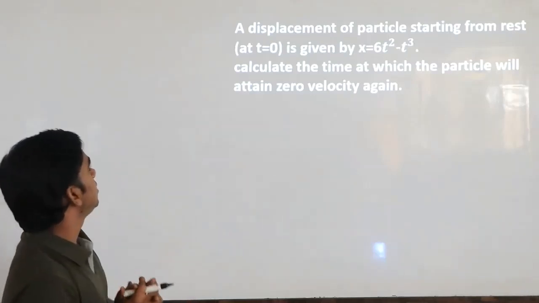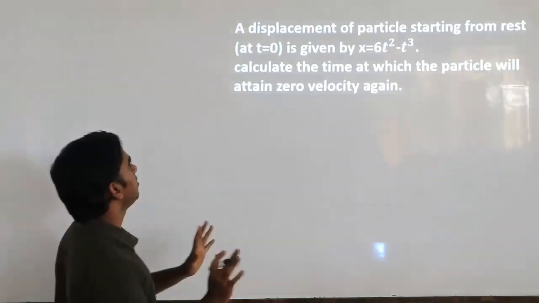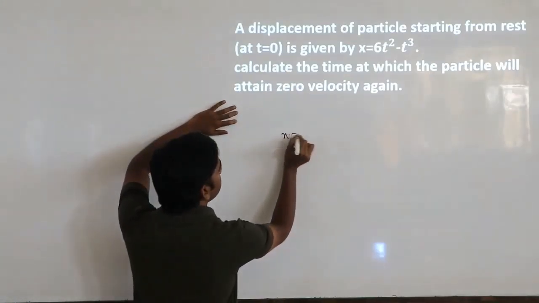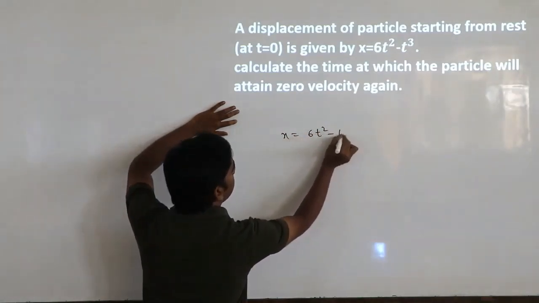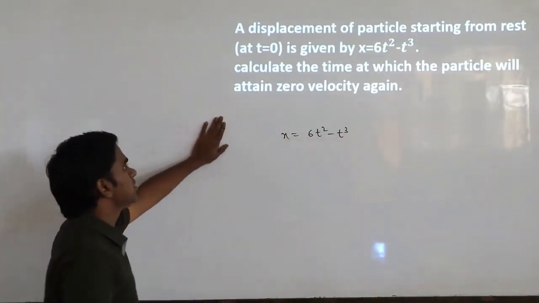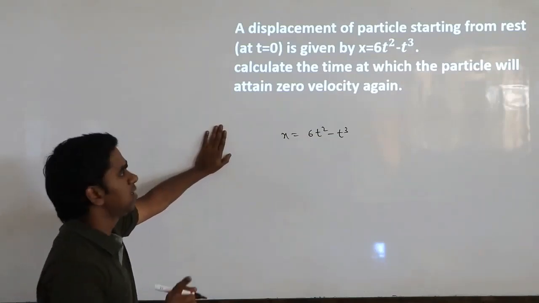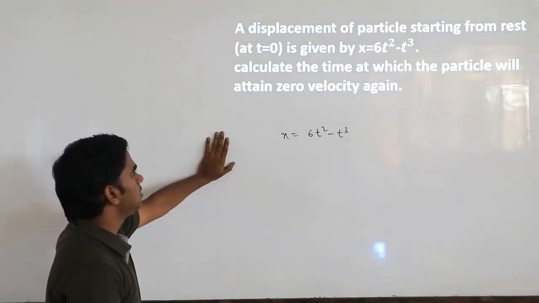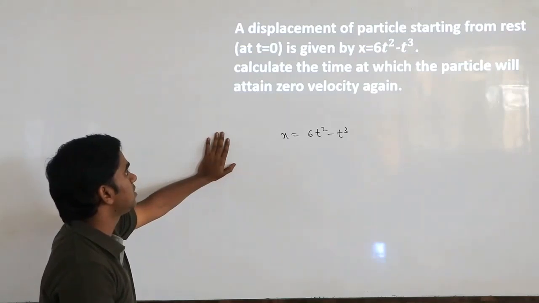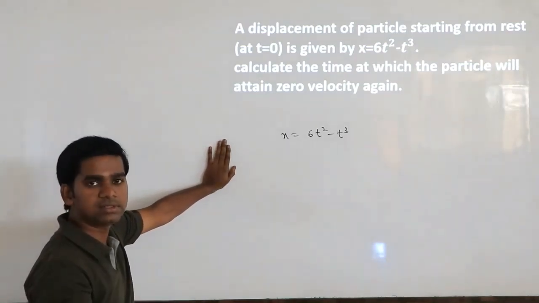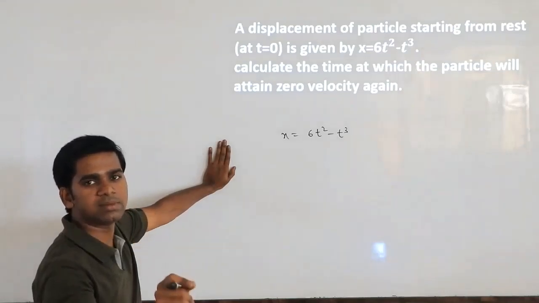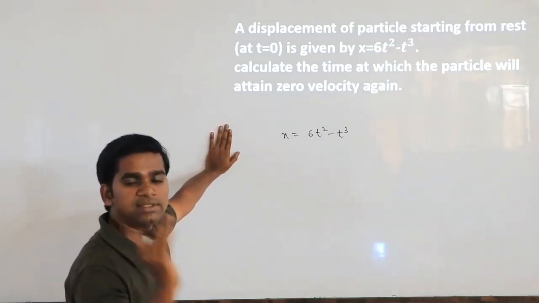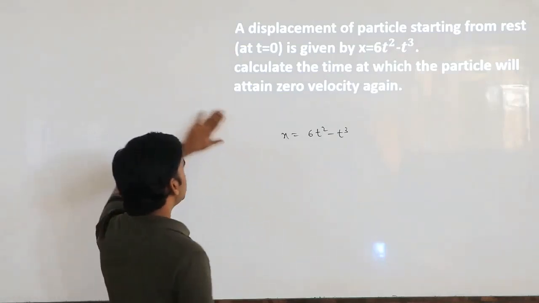So the next question here: the displacement of a particle starting from rest is given by x equals 6t square minus t cube. Calculate the time at which the particle will attain zero velocity again. They are asking when velocity will become zero, means the time at which the instantaneous velocity will become zero. At some instant of time, velocity will become zero. So that time they are asking. For that, what we have to calculate? We have to calculate instantaneous velocity in terms of t.